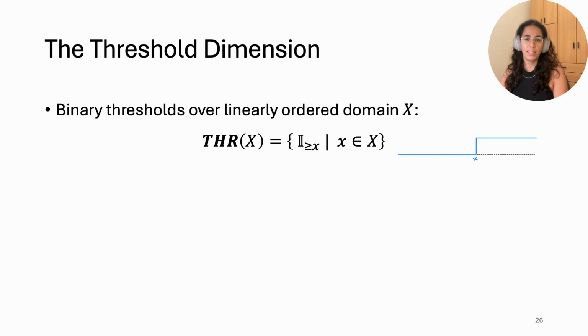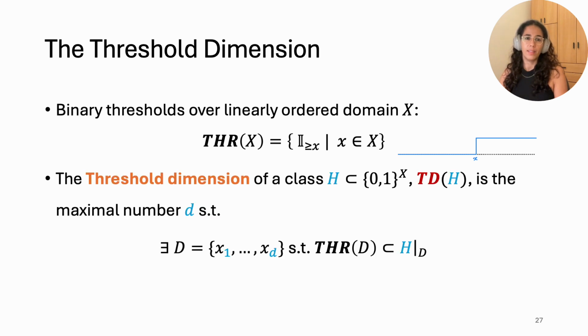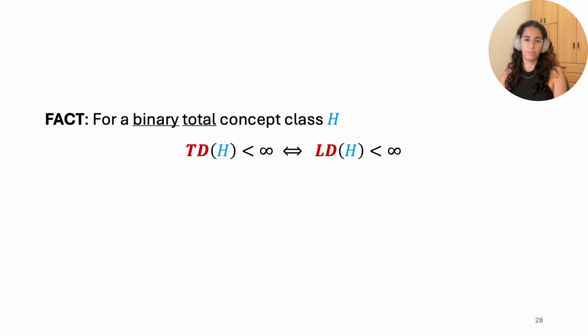The next dimension we define is the threshold dimension. The set of all threshold functions over a linearly ordered domain X is basically all step functions that are 0 below some x in X and 1 above. The threshold dimension of a class is the maximal number d, such that we can find d points in the domain, and when restricting H to these d points, we get all of the thresholds over them. So, fact: for binary total concept classes, the threshold dimension and the Littlestone dimension are finite together. So in other words, for binary classification, the threshold dimension characterizes online learnability. And this fact is crucial for the proof that private implies online learnability for the binary case.